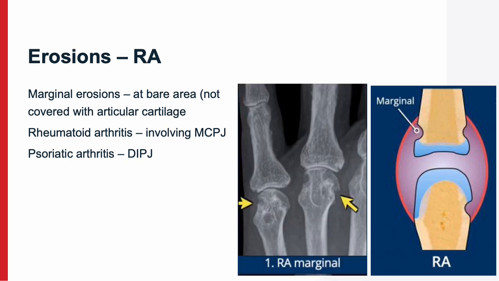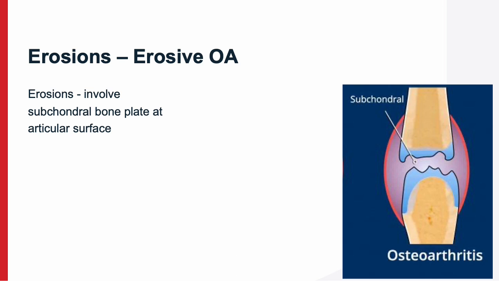So here we have an example of rheumatoid arthritis with these marginal erosions. So here is your articular surface with your cartilage over the top. Your capsule will insert around here, and this is the marginal erosion. The next one we're going to talk about is associated with erosive OA, and this erosion occurs involving the subchondral bone plate. So the cartilage is destroyed, and then you get bony erosions underneath that subchondral plate.